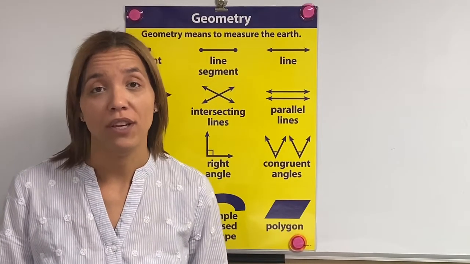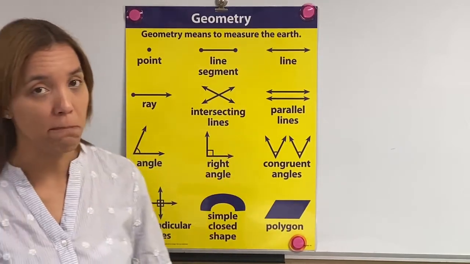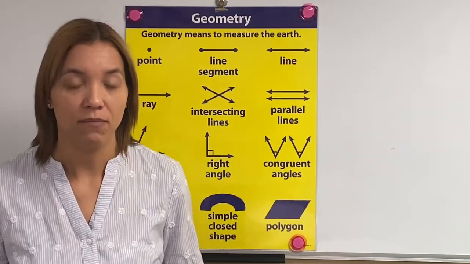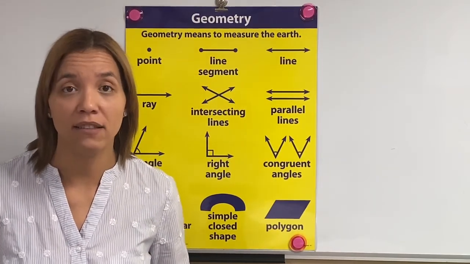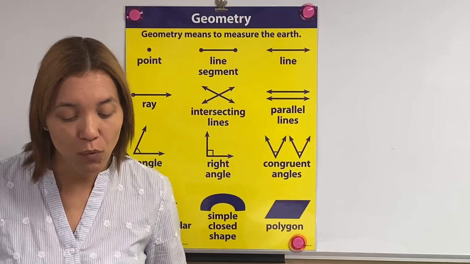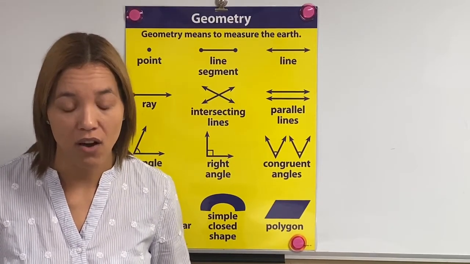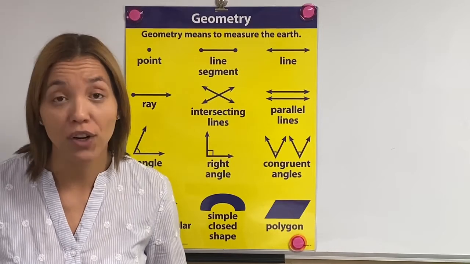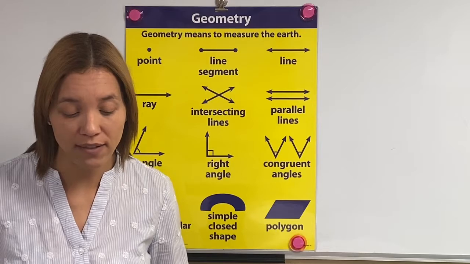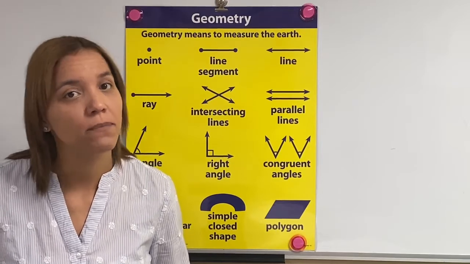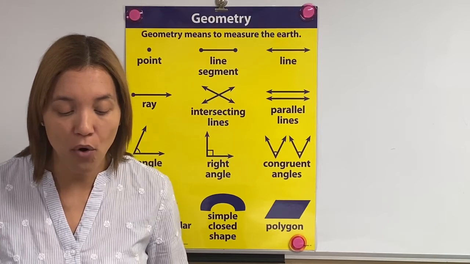Now that we know what each of the figures that we see on the board mean, let's practice. We're gonna go ahead and do the class practice number 1. So we want to label each of the shapes that we see on number 1. And we're gonna do this together. So number 1, letter A, we see a picture of, that's correct, it's a point. So A should be point.